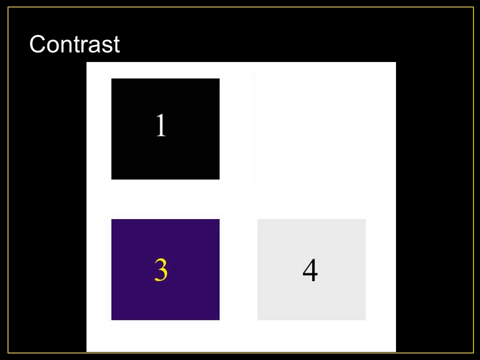A yellow 3 on the purple background stands out, but it's tiring to read sentences of text prepared this way. Note also that color combinations using blue, red, and green are difficult for people with color blindness to distinguish.